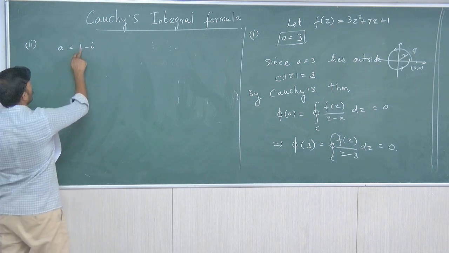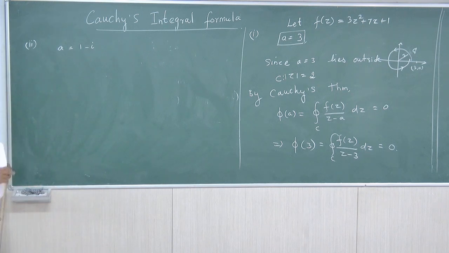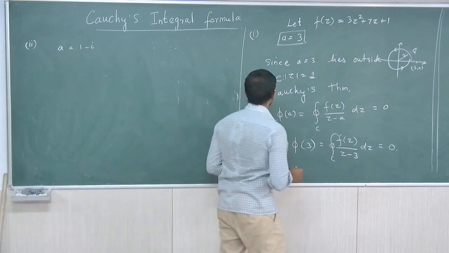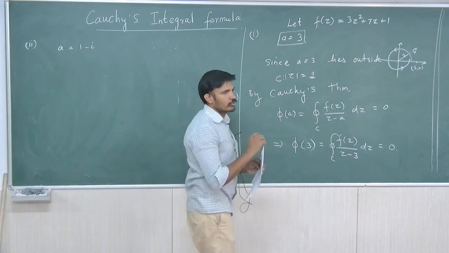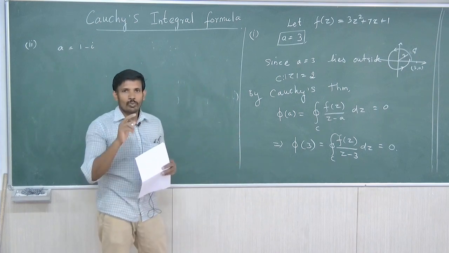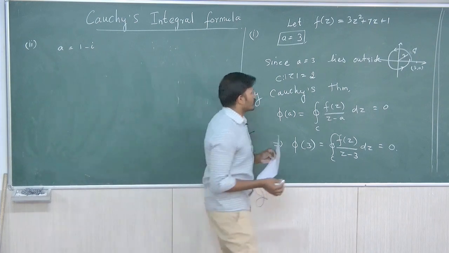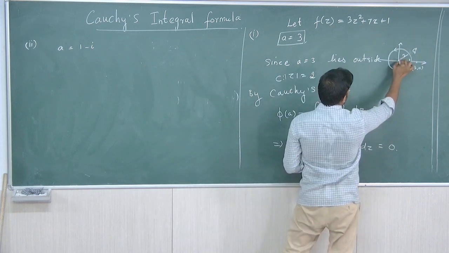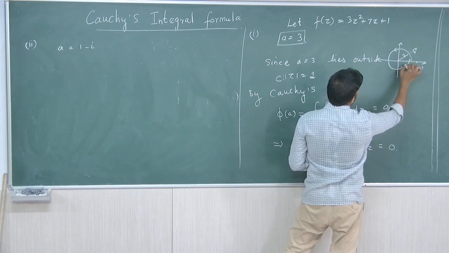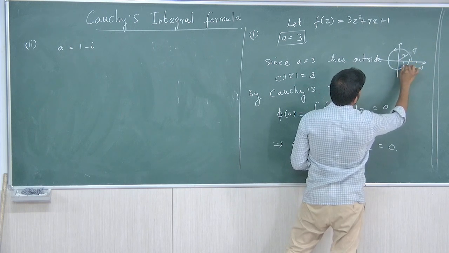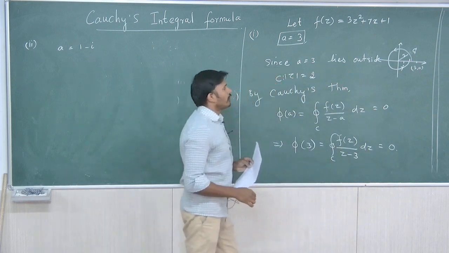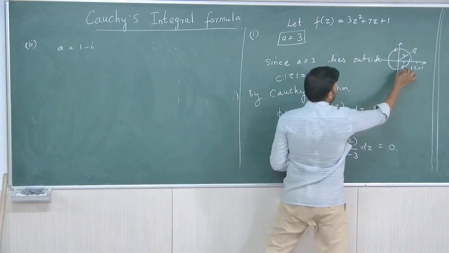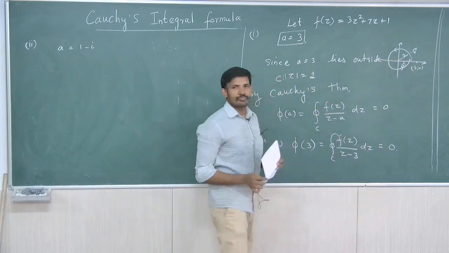If you plot this point in the corresponding curve, you can plot 1 − i as (1, −1). The radius is 2. So (1, −1): if you take 1, you get that the point lies inside the circle. It belongs to here.